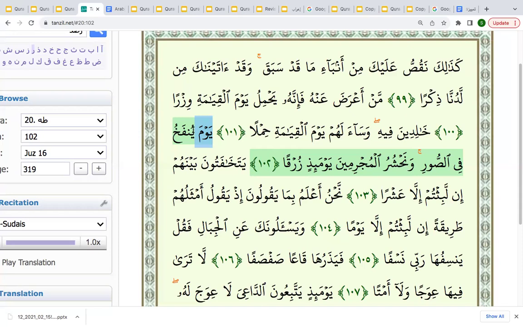Whatever is coming after yoma may be specifying or mentioning something about the day, but as your mudaf, that is a replacement for the first mubdal minhu, it is the same. There is an equivalent, both are the same thing, both are talking about the same thing.